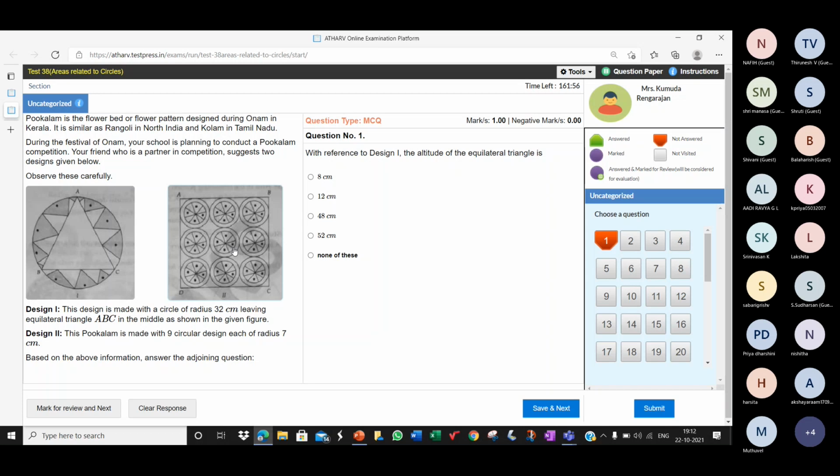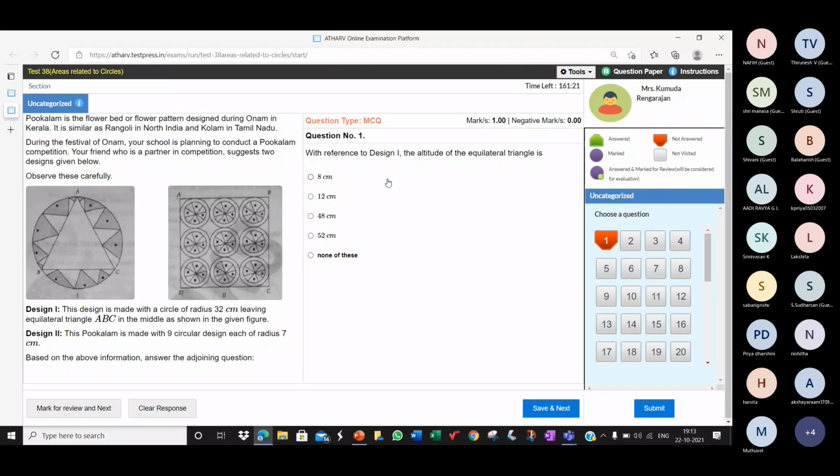In design 2, we can see 9 circles. Each circle has a radius of 7 centimeters. Here, the radius of this circle is 32 centimeters. So these are the two designs. This circle of radius 32 centimeters has an equilateral triangle in the middle. Here, this design has 9 circles, each of radius 7 centimeters.